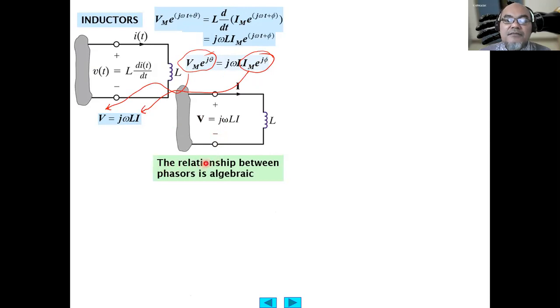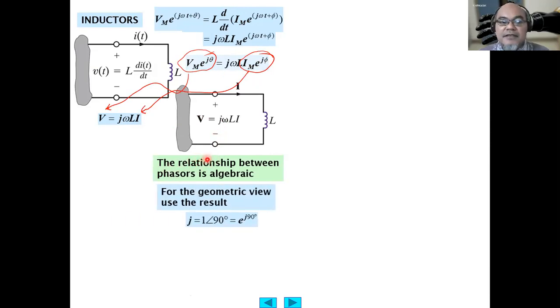The relationship between the phasors is algebraic. For the geometric view, we can use the result. J can be expressed as exponent j 90 degrees, right? Exponent j 90 degrees equals cosine 90, which is 0, so the real part is 0, plus j sin 90 degrees, or plus 1j. If we express it in phasor form, the magnitude is 1 and the phase angle is 90 degrees.